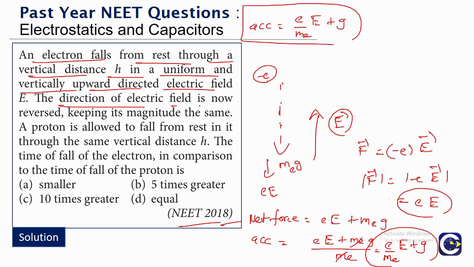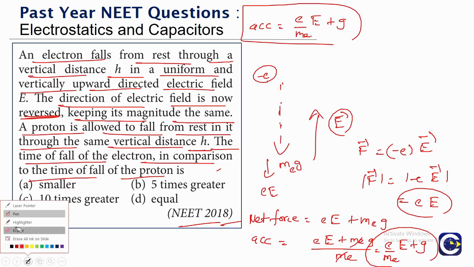The direction of the electric field is now reversed, meaning we are reversing the direction of the electric field, keeping its magnitude same. A proton is allowed to fall from rest in it through the same vertical distance h. First case we are allowing the electron to fall. Second case we are allowing the proton to fall. The time of fall for the electron in comparison to the time of fall for the proton. You have to compare the time of fall for both of them.